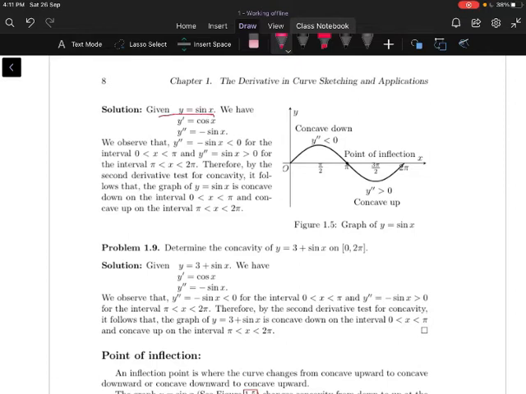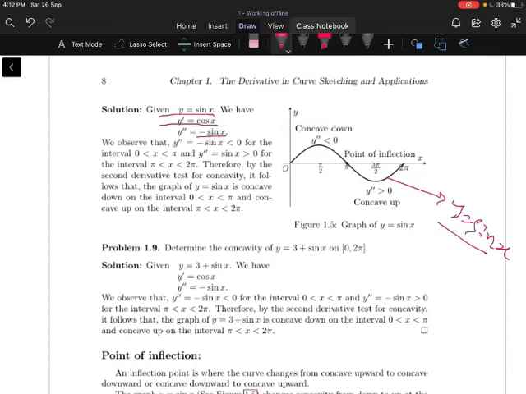Given function is y equals sin x, or f of x equals sin x. Differentiate 2 times because we are finding concavity, so we need the second derivative of the function sin x. Let us differentiate sin x, that is cos x. Differentiating cos x gives what? Minus sin x. So y double dash of x equals minus sin x. So what is the curve here? The curve y equals sin x.